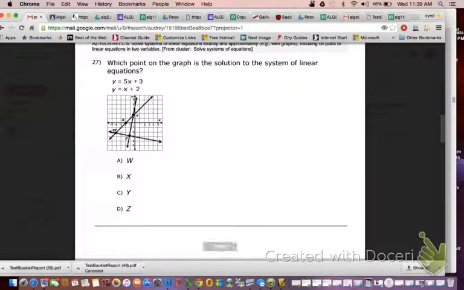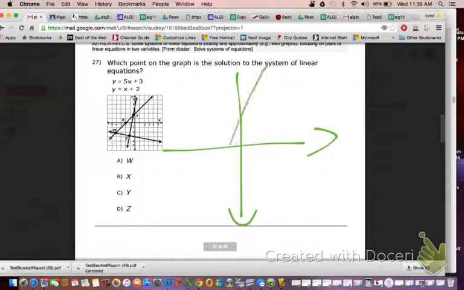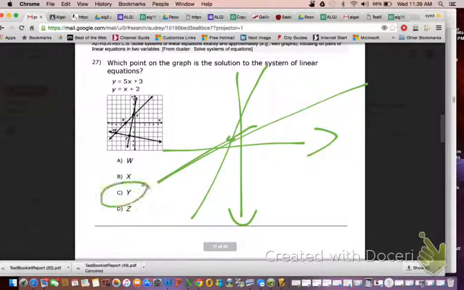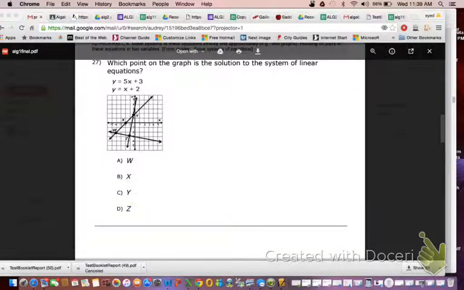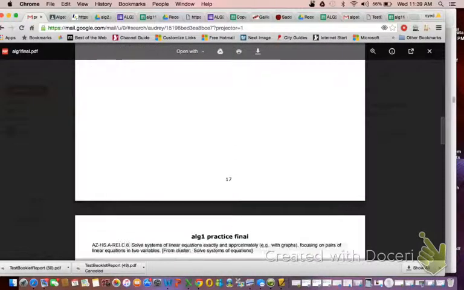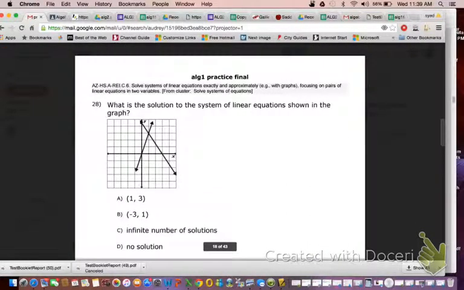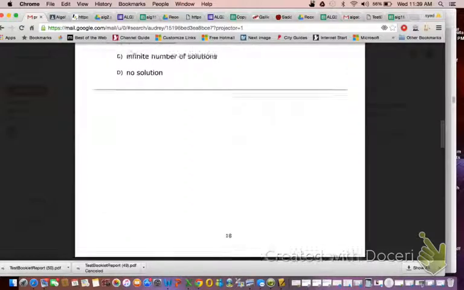Alright, number 27. The first equation is going to look something like this. And the next equation is going to look something like that. So they should meet right about there. It has to be y. There's no question about it. That's the best way to do it, in my opinion. Okay, 28 is just where do they meet, so it's A, straightforward.